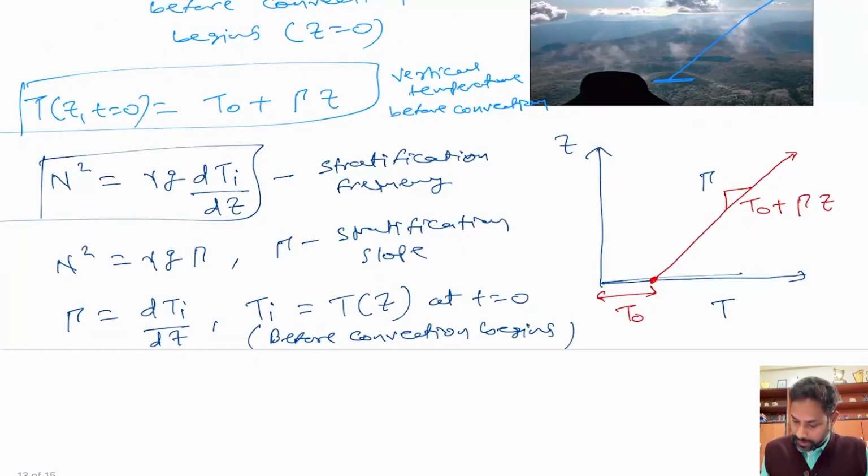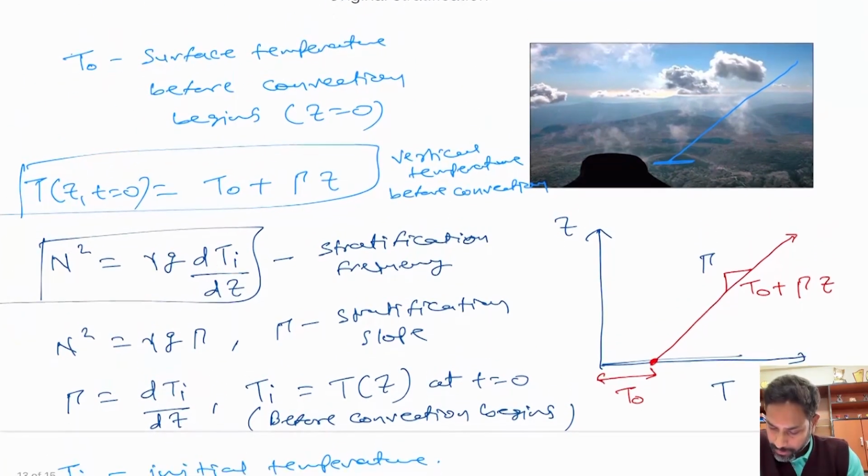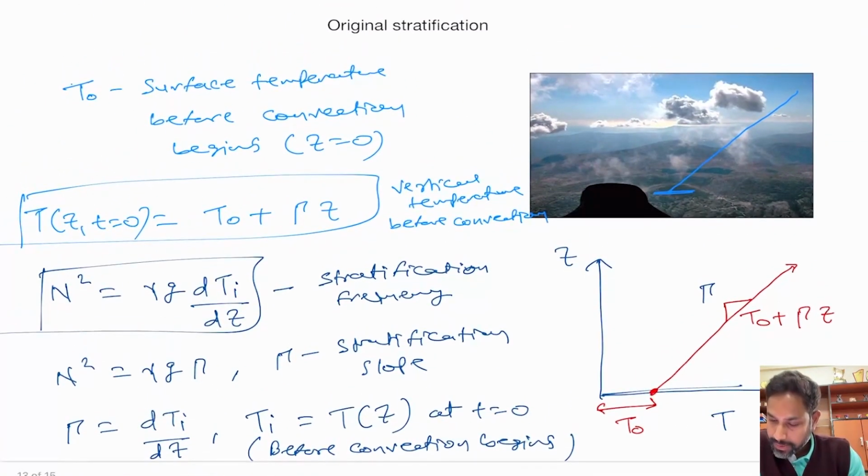Okay, so Ti here is also known as the initial temperature. Okay, so this is the temperature profile we have. And now what happens when we start heating up?